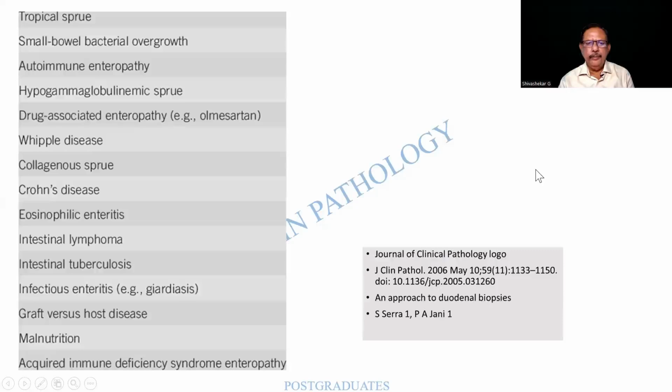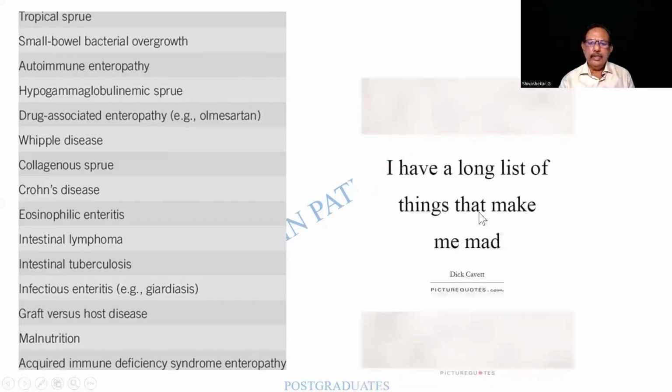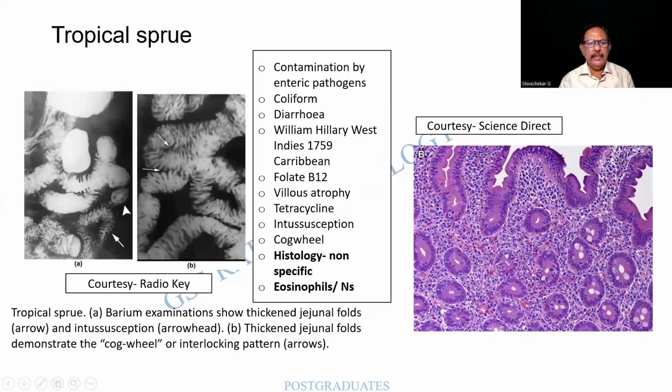Lamina propria is shown over here, with a number of conditions. Always have a list with you, a compact list. And thanks to this particular author, you can go to this reference for a beautiful text in Word. I have a long list of things that make me mad. So this is it. What do you do when you have got such a long list? Directly go to the point and the picture as such.